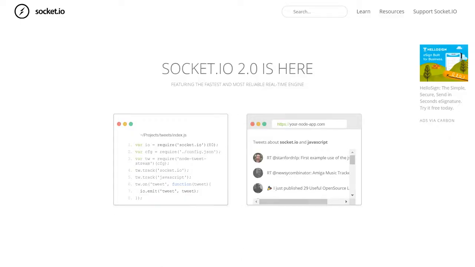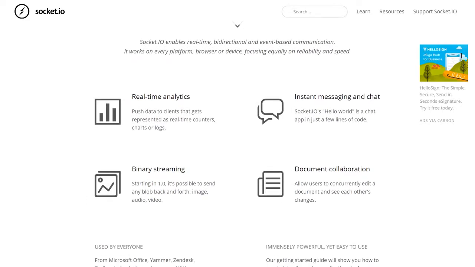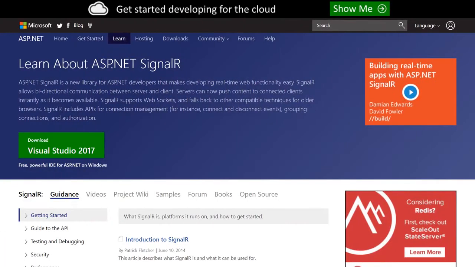Thing number 4 are real-time frameworks for WebSockets. So give me an example of a real-time framework for WebSockets, and why would I need one? Yeah, so a couple of popular ones are Socket.io for Node.js. That's probably the most popular one. And another one that I work with a lot is SignalR for ASP.NET.